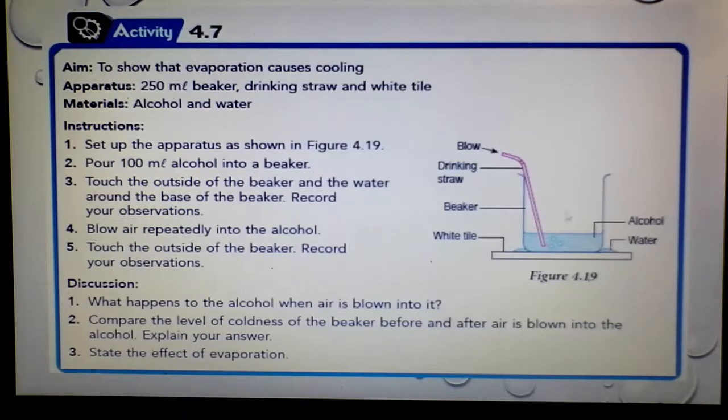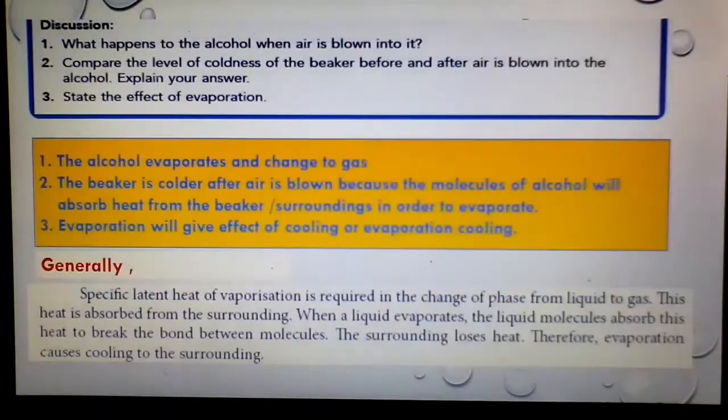Okay, now we want to discuss what exactly happened. What happens to the alcohol when air is blown into it? You can see the alcohol's boiling point is very low, so this will cause the alcohol to evaporate and change to gas. Number 2, compare the level of coldness of the beaker before and after air is blown. Explain your answer.